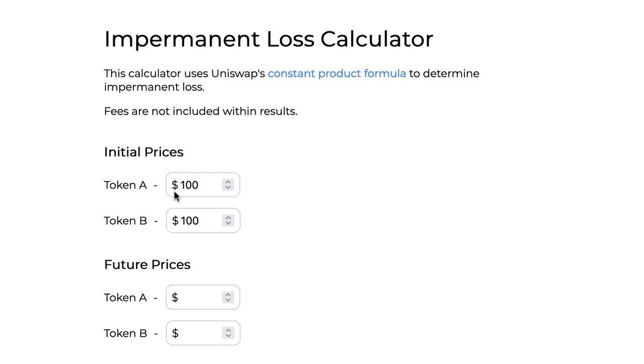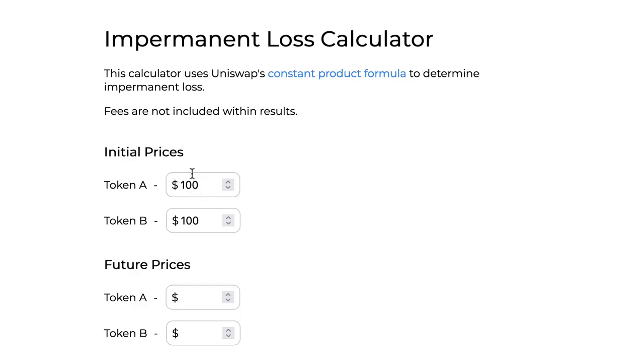Let's say when we provide liquidity, we go in with token A and token B. Remember, it's always two tokens to provide liquidity. Let's say they're both at $100 when we provide liquidity. We get our LP token, we're off to the farms, we stake our LP token in the farms, and we're getting rewards. We think this is awesome, we're getting free cryptos.